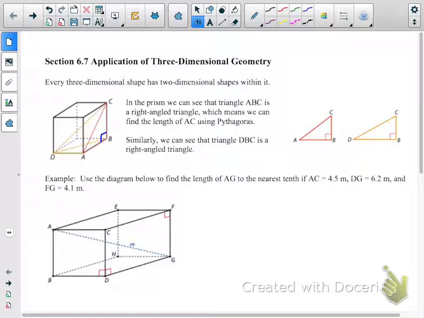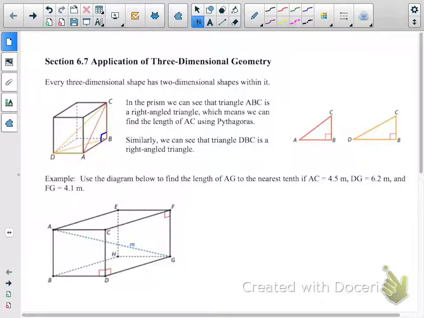Same thing, I can look at a diagonal CA on the outside, and I can look at that as another right triangle. A lot of this is about right triangles, so it's a matter of trying to visualize where that is, and I know it's not always easy. The first two examples here are like the first two questions in your homework. Use the diagram below to find the length of AG to the nearest tenth if AC is 4.5, DG is 6.2, and FG is 4.1.